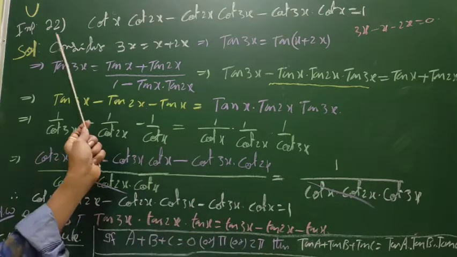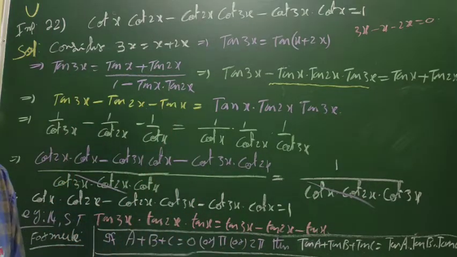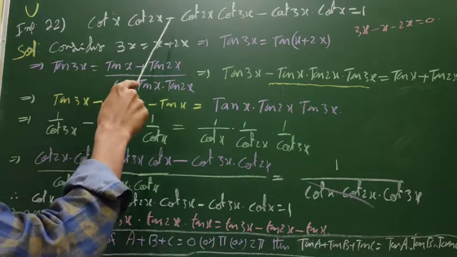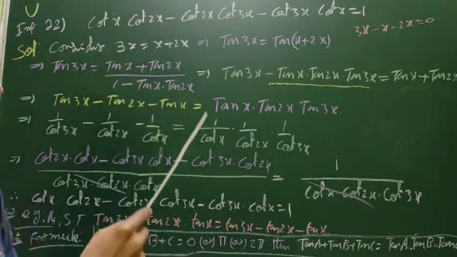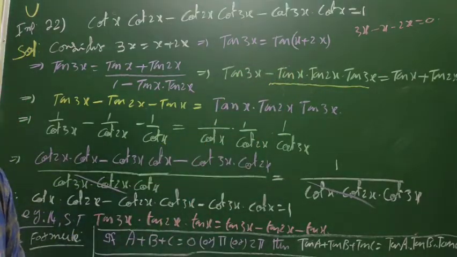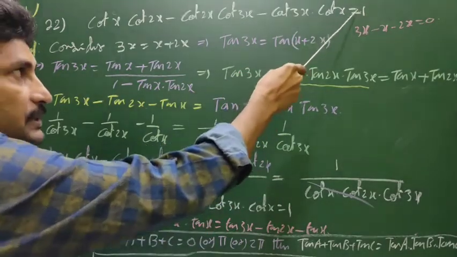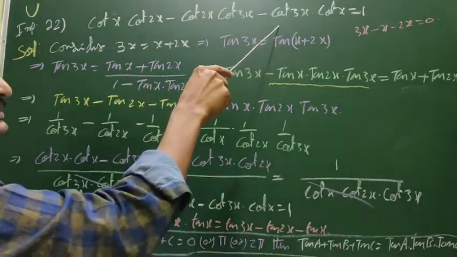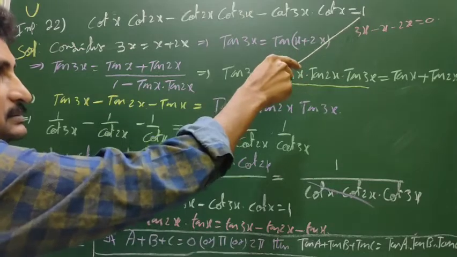Now we discuss question number 22. Cot x cot 2x minus cot 2x cot 3x minus cot 3x cot x is equal to 1. Is equal to 1. 1 means internally all cancel, then it remains only 1.